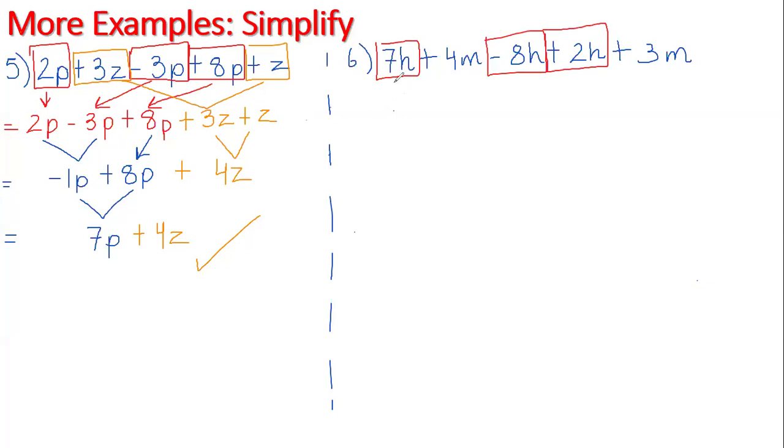Yes, sir. What's the first thing we're gonna do? We gotta group all the H's. So we have 7H, right? Then we have what? Negative 8H. What else? Plus 2H.